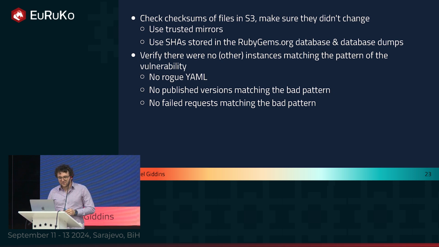So yeah, we were verifying that there was no rogue YAML. In other incidences, we've verified that no other published versions that are there are matching the pattern of malicious activity. And also we have to check our failed requests and make sure that none of them match the pattern either, but then don't get uploaded because someone wrote a bug in their exploit or something.